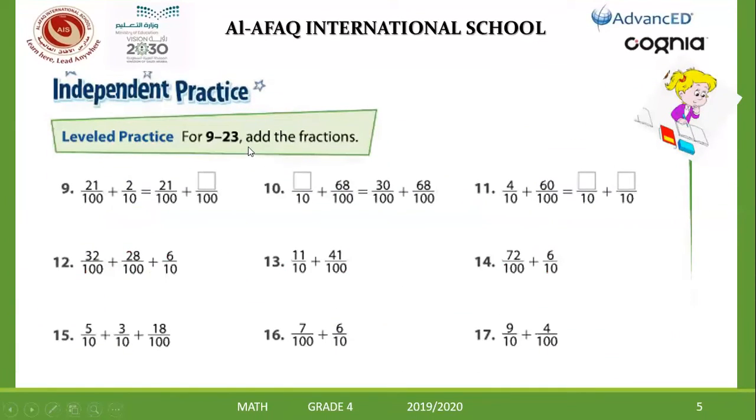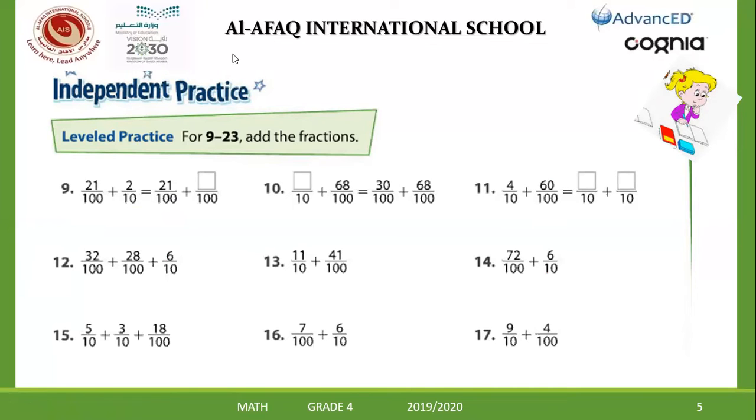In the book, add the fractions. Number 9: 21 over 100 plus 2 over 10. The first fraction is written again, 21 over 100. And the second fraction is written with denominator of 100.